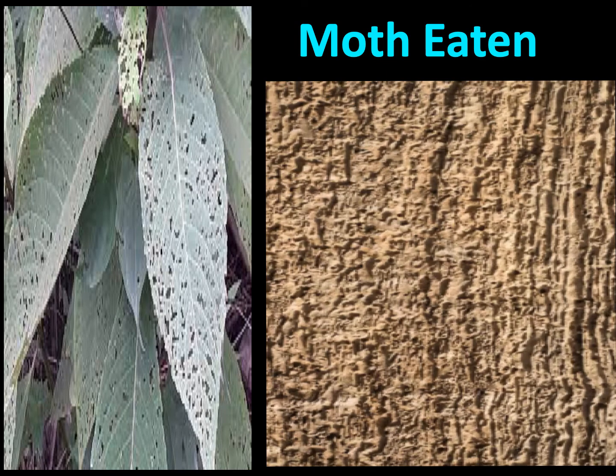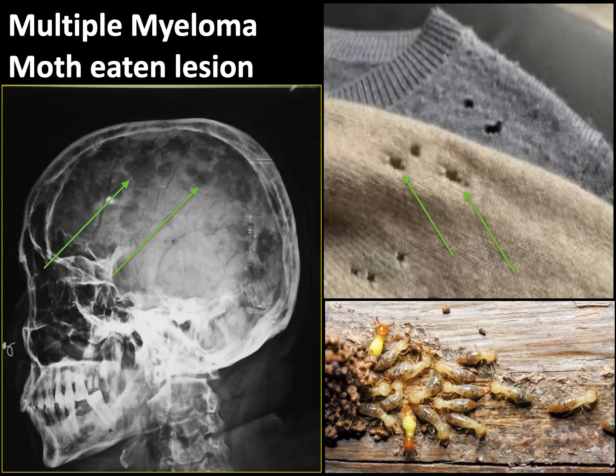Next is the moth-eaten type of appearance. We can appreciate the wood and leaves which are eaten by moths, and multiple punched out lesions are there which are not connected with each other. So that is a classical case of moth-eaten type of bone destruction. On the right side we can see the clothes which are affected by moths, and the X-ray showing multiple punched out lesions. So this is a case of multiple myeloma.